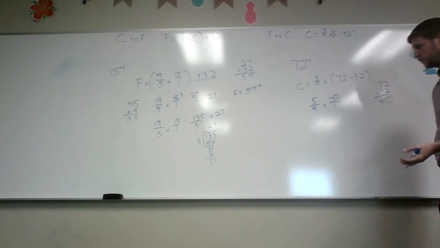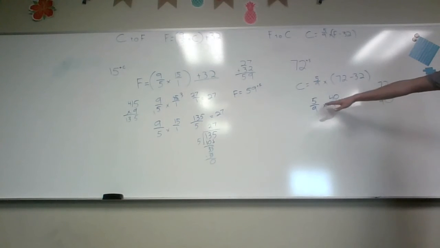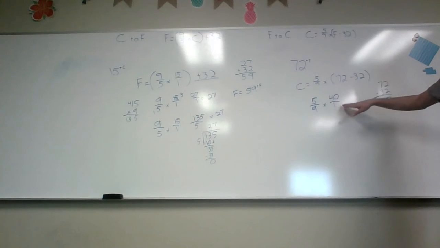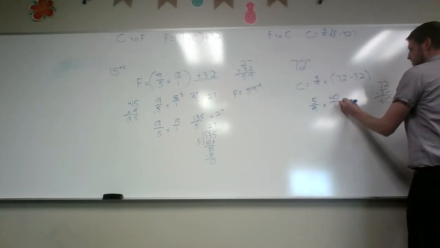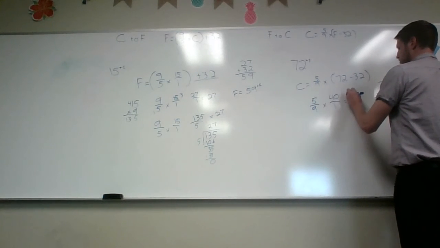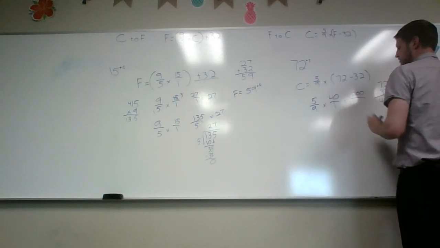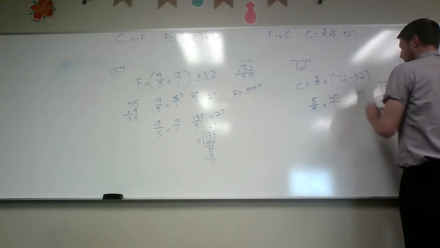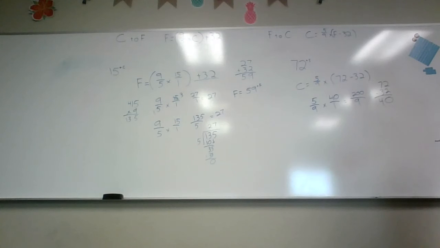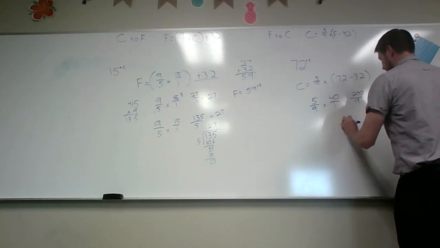And that'll be 40 over 1 because I'm making it into an improper fraction so that I can multiply my fractions. So 5 times 4 is 20. Add a 0 is 200. 40 times 5 is 200. 9 over 1, or 9 times 1 is 9. So I'm going to do 200 divided by 9.